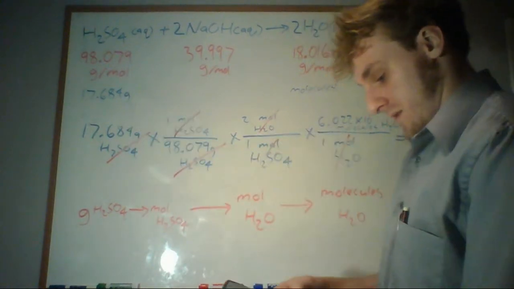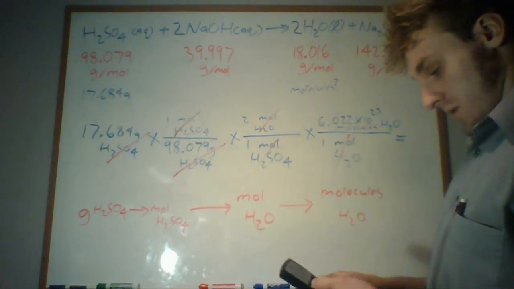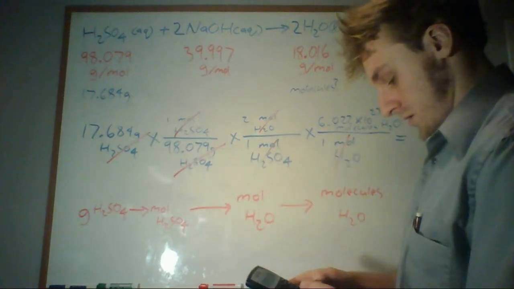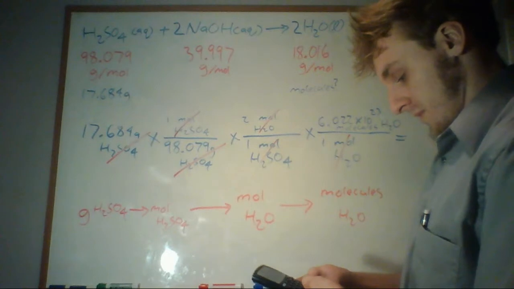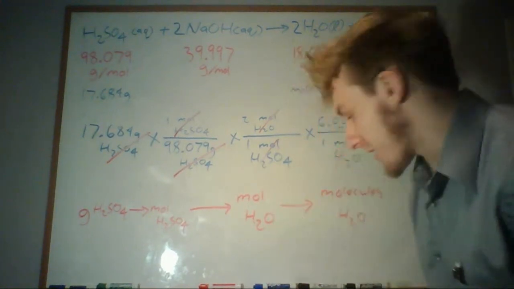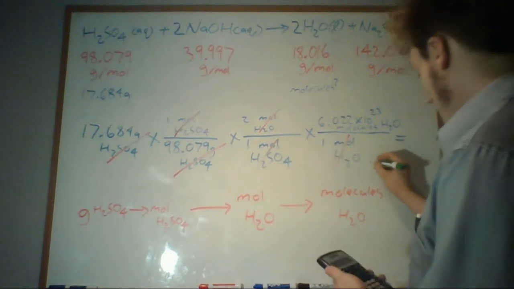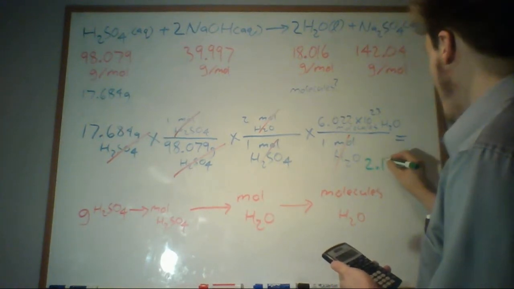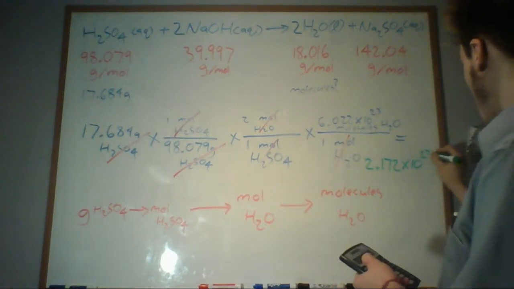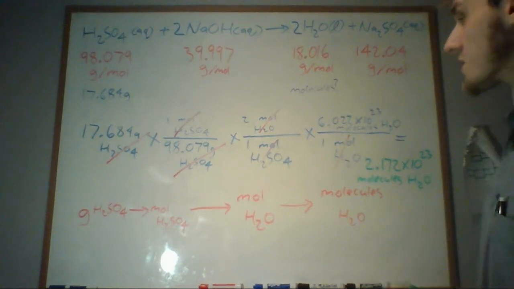we'll multiply by 1, multiply by 2, multiply by 6.022 times 10 to the 23rd, then we'll divide by 98.079, we'll divide by 1, we'll divide by 1 again, and assuming I know how to use a calculator correctly, which I don't know these days, sometimes I mess things up, we should get a value of 2.172 times 10 to the 23rd molecules of H2O.